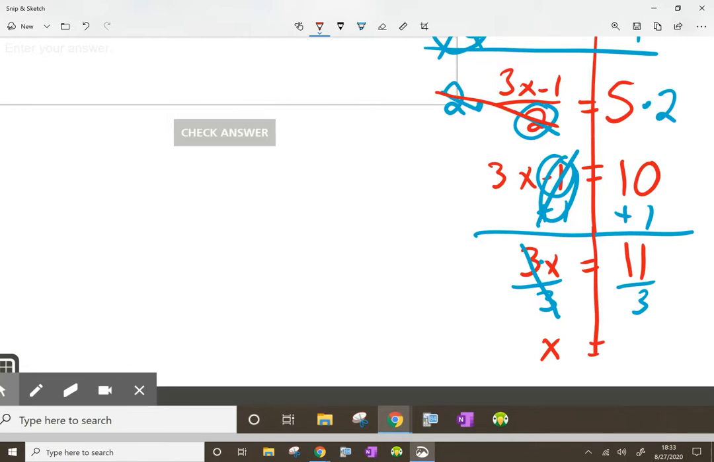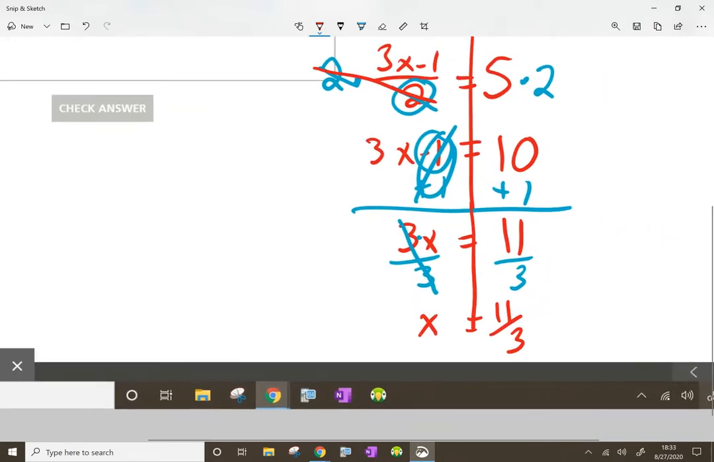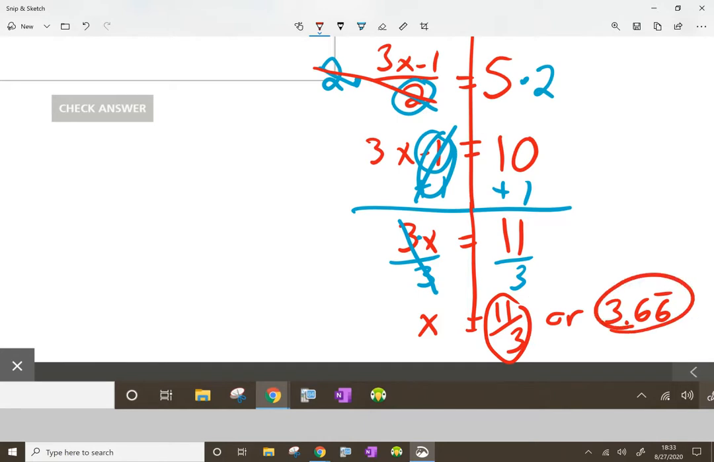So you can either leave it as that fraction, 11 divided by 3, or you can type it in the calculator and get the decimal version. If you type 11 divided by 3 in, it is equal to 3.66 repeating. So you can write it in decimal form if you want. Either way, those are both the same number. So you can leave your answer as x equals 11 thirds, or you can write it as 3.66 repeating.